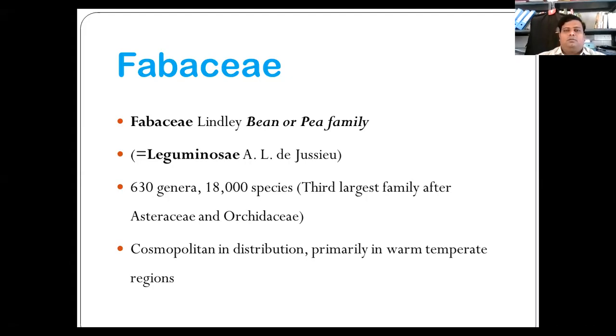Good afternoon. Today we'll start with the next family, a subfamily of Leguminosae, that is Fabaceae. Fabaceae is also known as the bean family or pea family. It has about 630 genera and 18,000 species. It is the third largest family after Asteraceae and Orchidaceae. Its distribution is cosmopolitan, primarily in warm temperate zones.